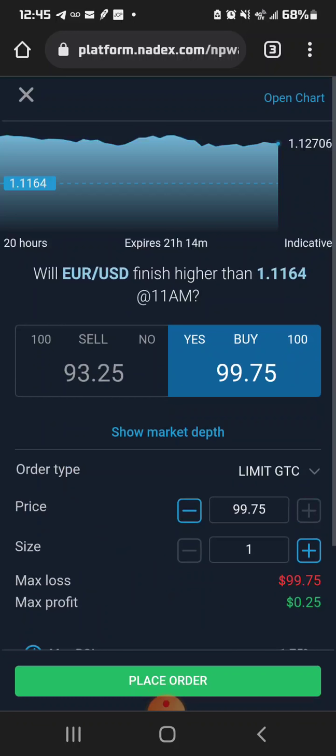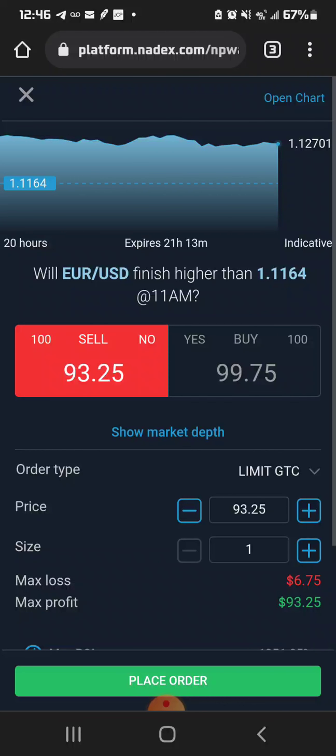We want price to be above 1164 by tomorrow at 10 a.m. Price is already above 1164. So if you enter this contract, it's going to cost you $99.75 if you're long, if you think price is going to stay above that, but you're only going to get 25 cents in profit. Very likely it's going to stay that high. It's not going to go any lower, but very low returns. And if you lose the trade, then someone made a come up big time. Now, let's say I believe that price is going to be lower. I'm going to click sell.